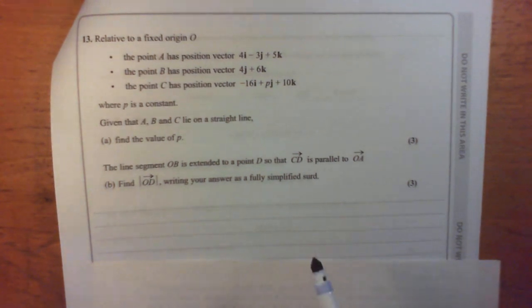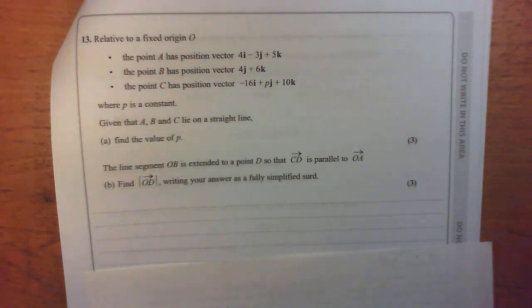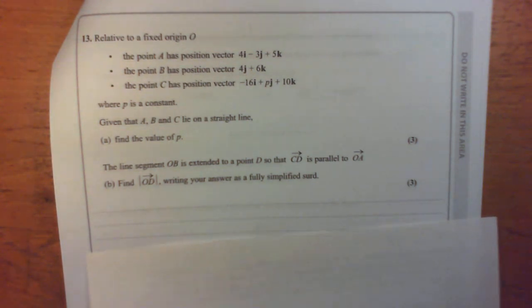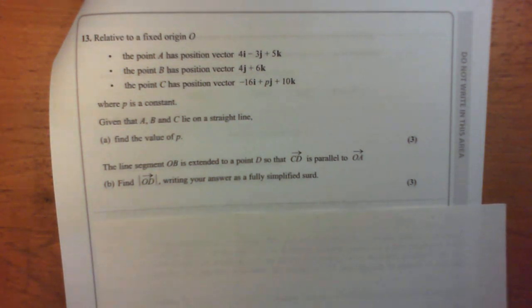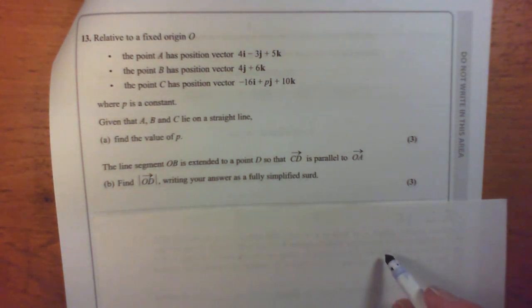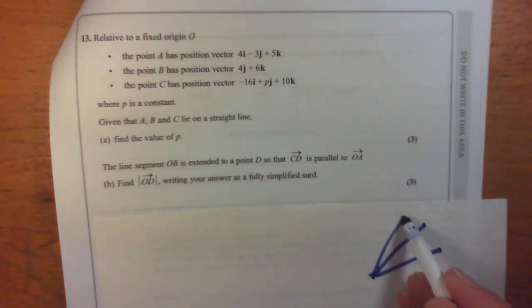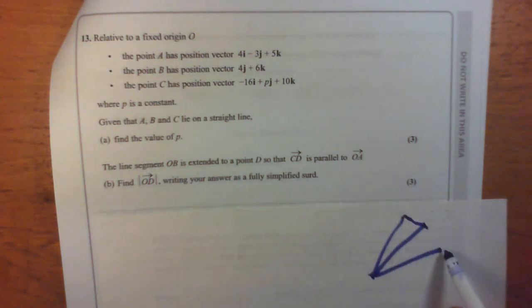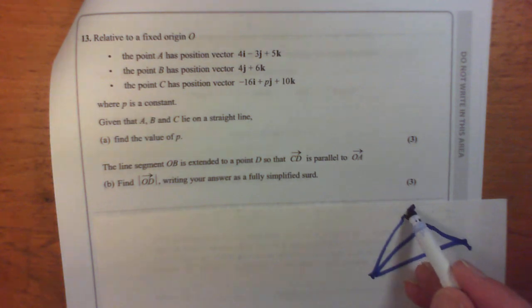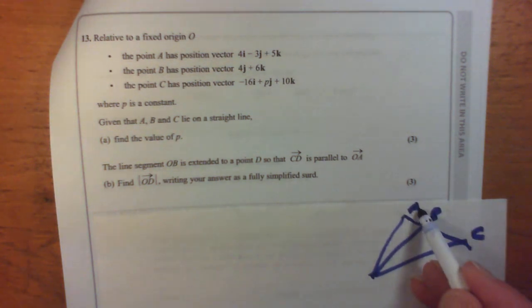I think the one thing to state here is that it helps if you write these vector equations and so on down in a fairly well laid out manner. Otherwise it can get very confusing. Now the first part relies on the fact that A, B and C lie on a straight line. So essentially you can work out A, B, C.